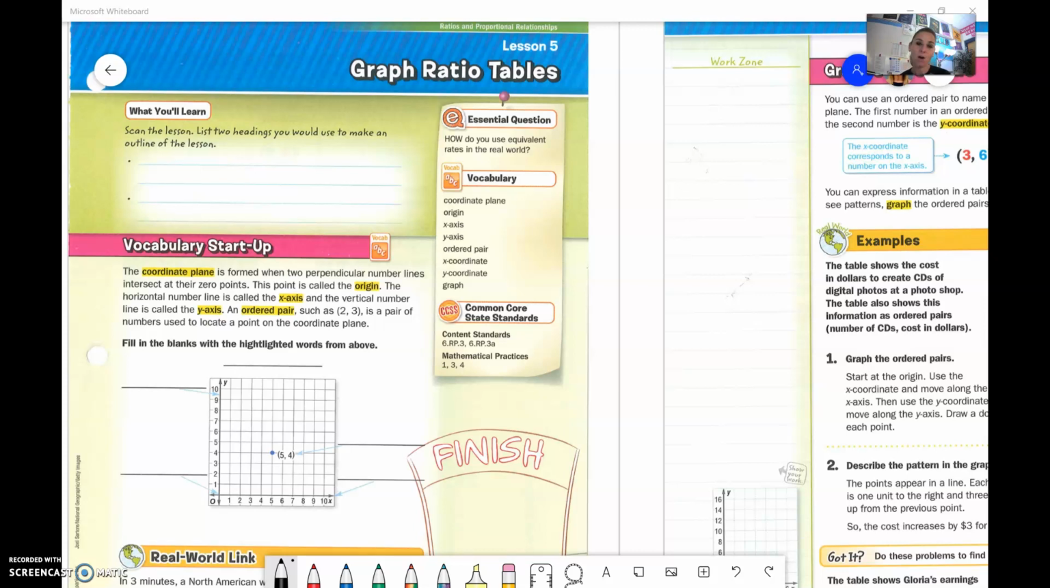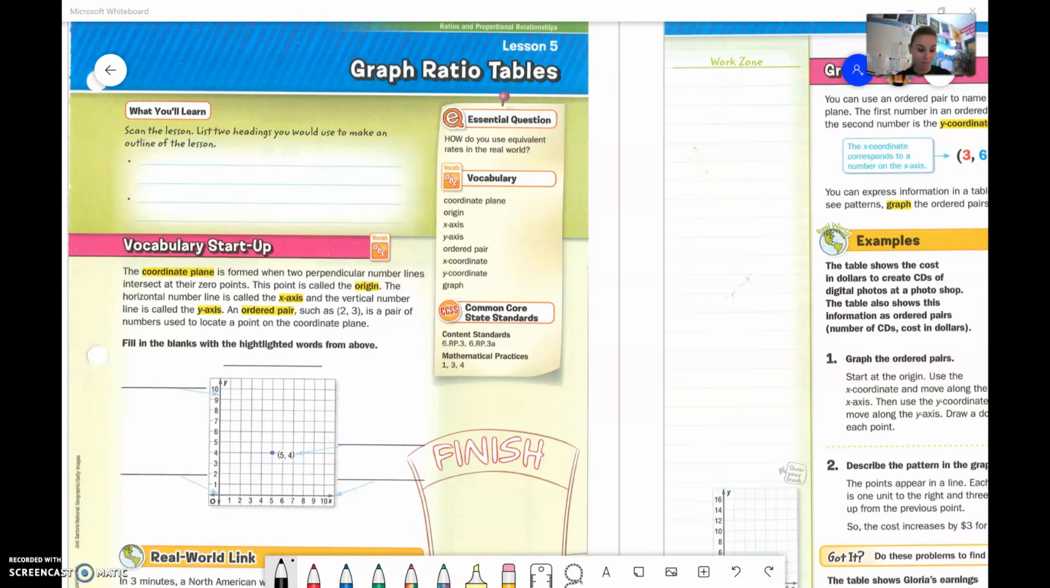Okay, here we are. We are on Chapter 1, Lesson 5. We are going to be working on graphing ratio tables. What's really cool is we gather some information, we create a table, and then we get to graph it on a coordinate plane. So you're like, awesome, Mrs. Horner, I have no idea what a coordinate plane is. Don't worry, I'm going to teach you all of it.